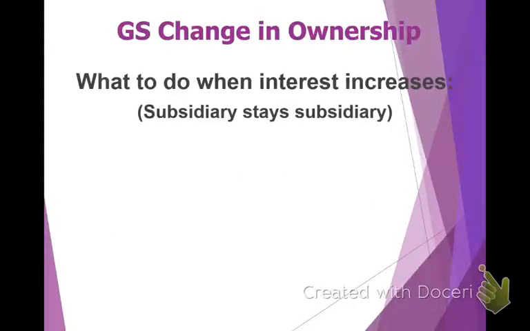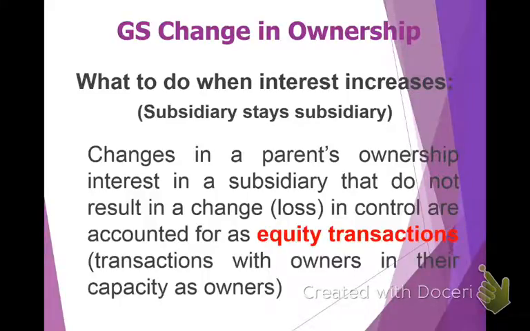Now, what to do when this interest increases? We're first going to look at a subsidiary that stays a subsidiary. Changes in the parent's ownership interest in a subsidiary that do not result in a loss of control are accounted for as equity transactions. Those are transactions between owners in their capacity as owners. And remember, in this instance, non-controlling interest is also owners. They are outside shareholders of the subsidiary.